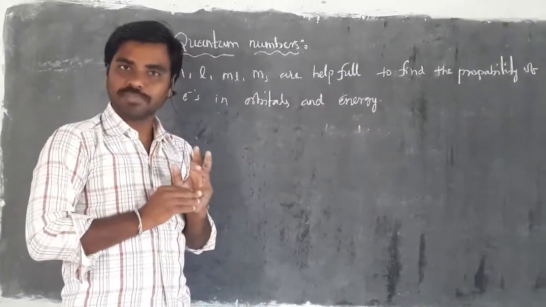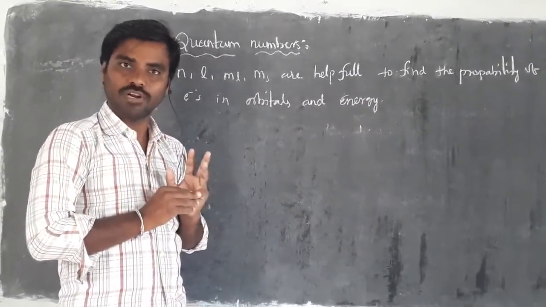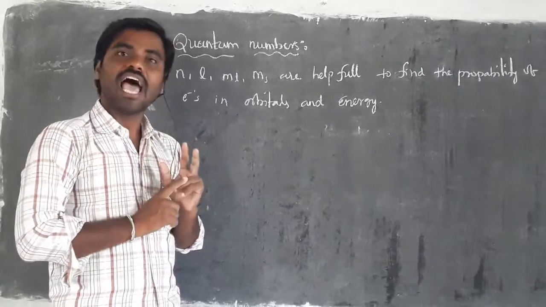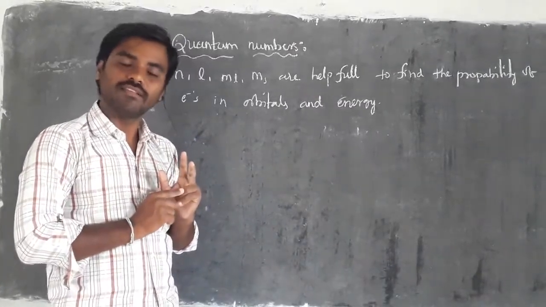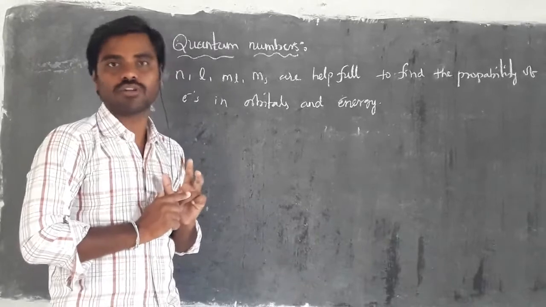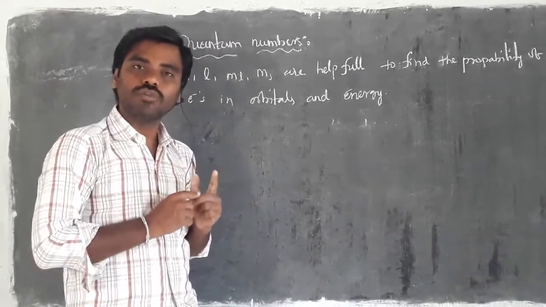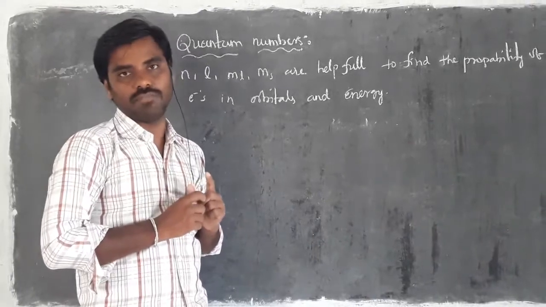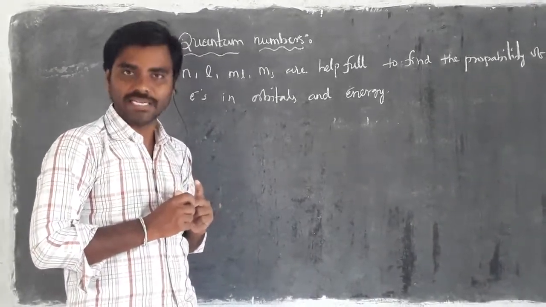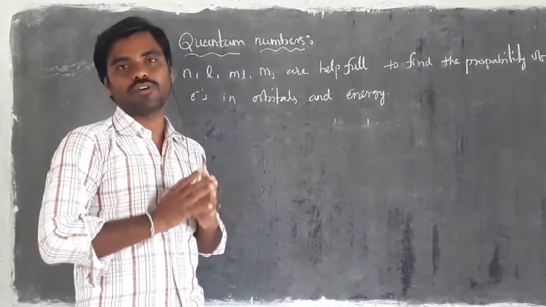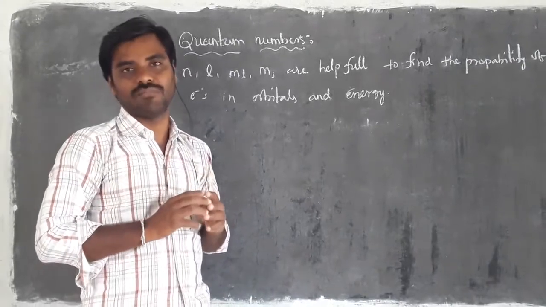First one is the principal quantum number. Second one is the angular quantum number, also known as the azimuthal quantum number. Third one is the magnetic quantum number. And last but not least, the spin quantum number.